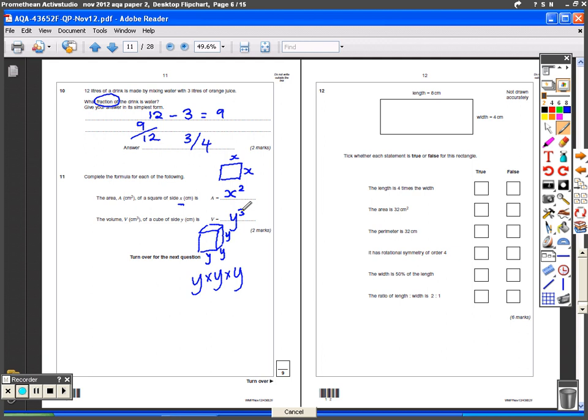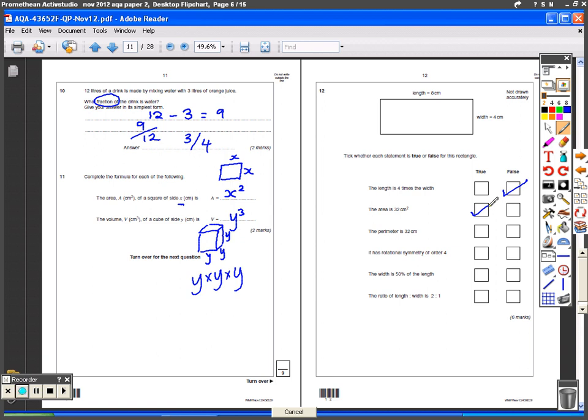Okay, moving on, question 12. Tick whether each statement is true or false for this rectangle. So we've got a length of 8 centimetres and a width of 4 centimetres. The length is 4 times the width. Well, if we multiply the width by 4, I get 16, so false. The area is 32. To find the area of a rectangle, I multiply 8 by 4, and 8 times 4 is 32, so that one would be true.